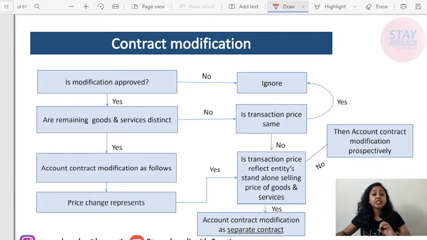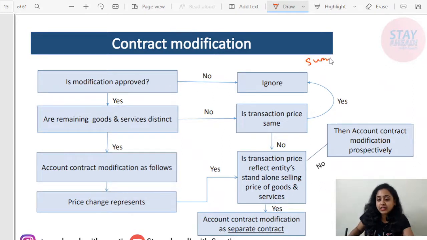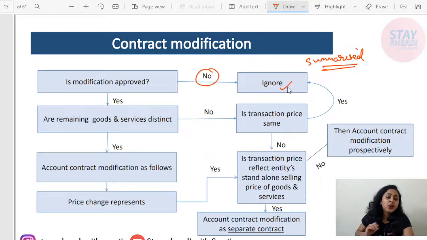Modification, or combination of contracts, should be approved. Let's see, is the modification approved? This is summarized for your convenience. Is the modification approved? If yes, then go ahead. If no, it is not approved, then you ignore it and do not record it at all in the books of accounts. Now, if it is approved, then secondly you have to check whether the remaining goods and services are distinct.